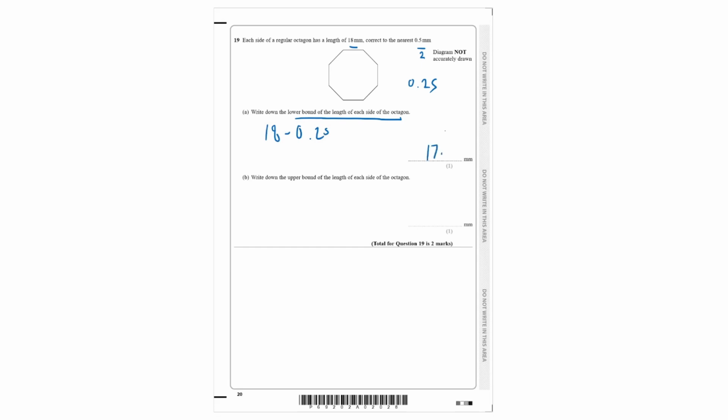us 17.75. Moving on, write down the upper bound of the length of each side, and again, we have 18 and upper bound is positive, so we write positive 0.25. So again, we get 18.25, and that is our final answer.